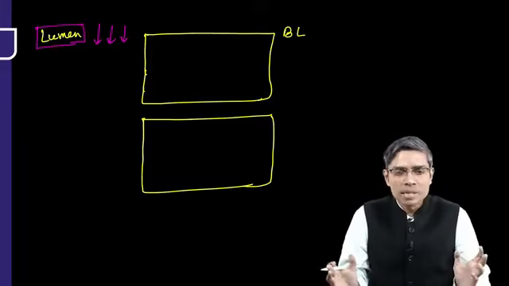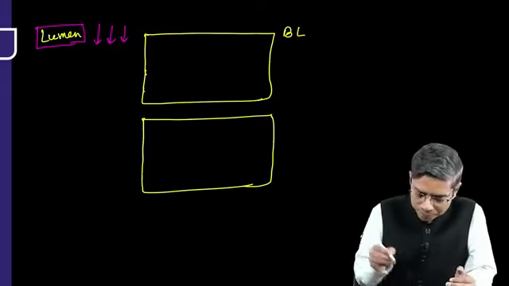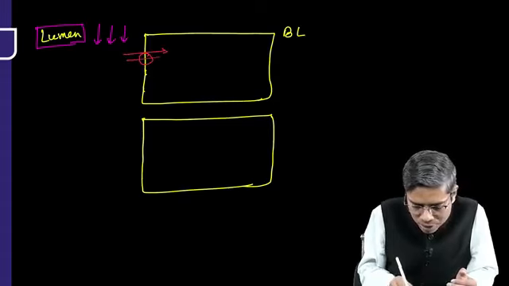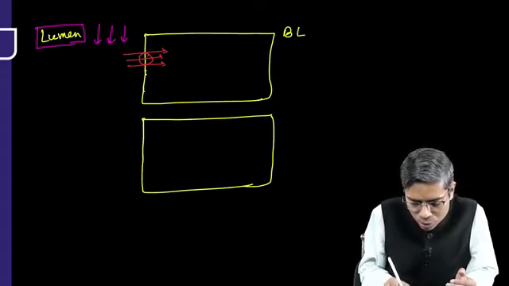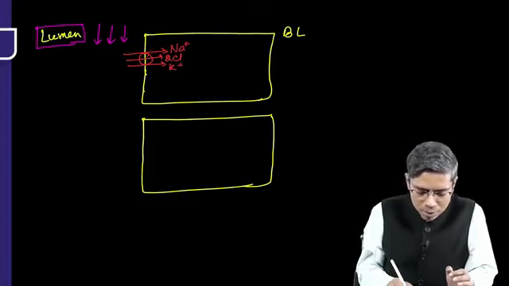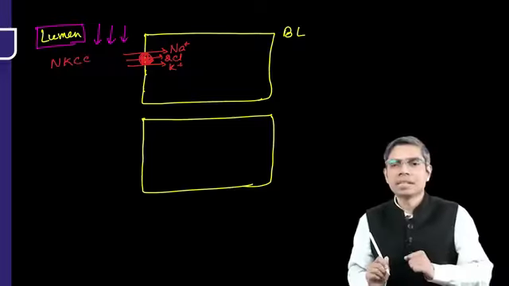We say sodium reabsorption is around 25 to 30% here. So how is this reabsorption going to happen? We know that the main transporter which is going to pick up the sodium along with potassium and 2 chloride, so sodium, 2 chloride and 1 potassium, is known as NKCC, the sodium potassium chloride channel, right?